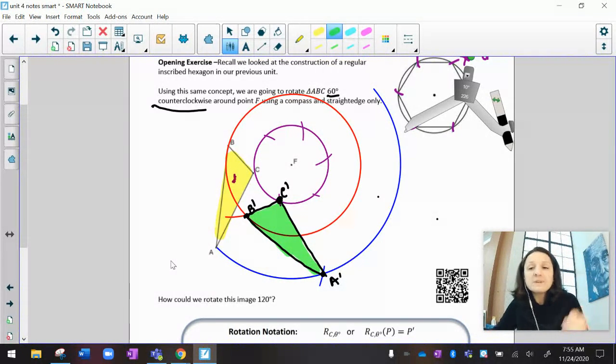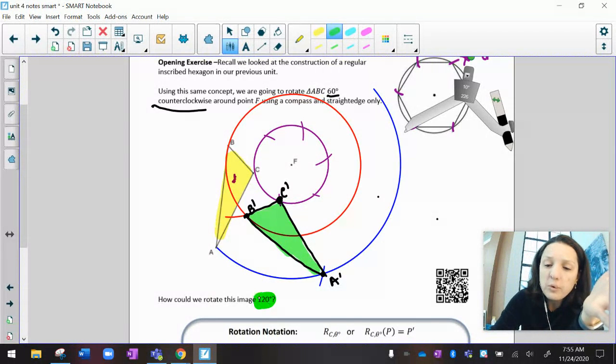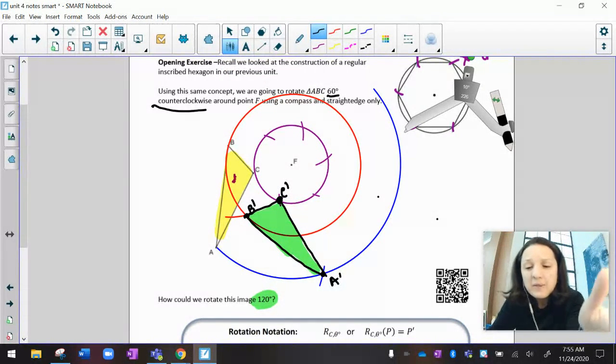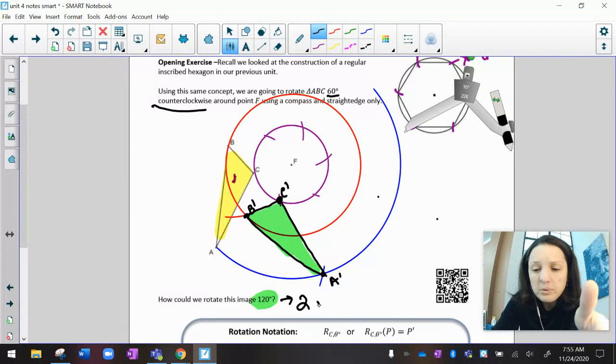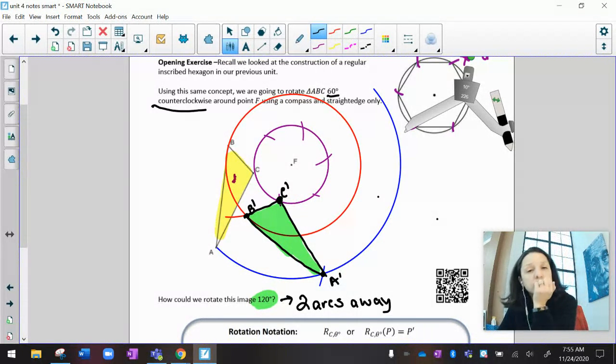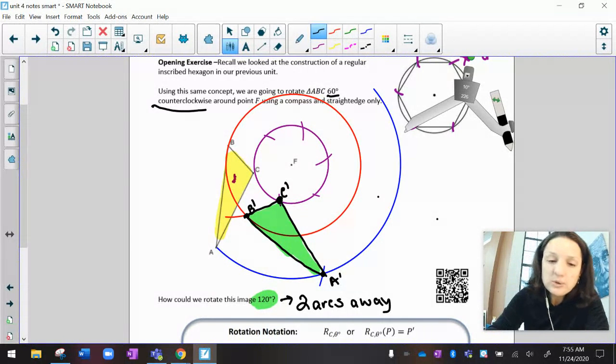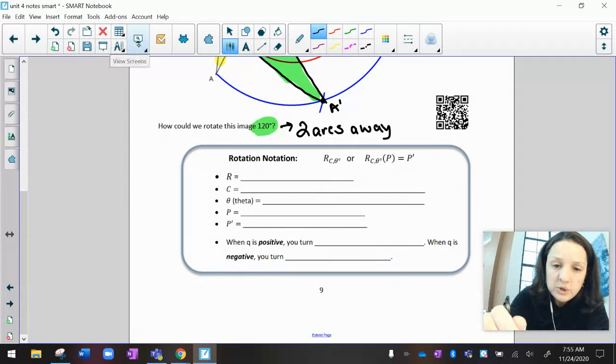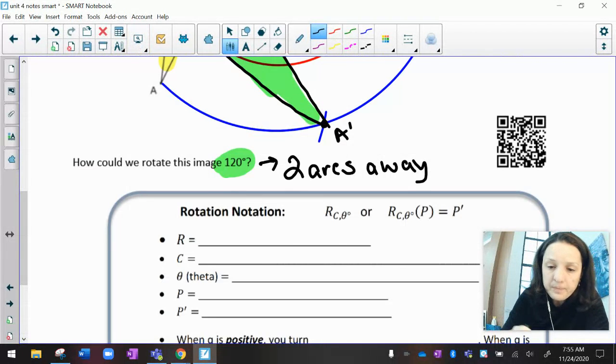Now, what if instead of 60 degrees, we wanted to do 120 degrees instead? Well, if every arc is a 60, then 120 degrees would be 2 arcs away instead of 1 arc away. All right, so now let's talk notation. So I'm going to scroll down here, and we're going to do some notation fill in the blank.